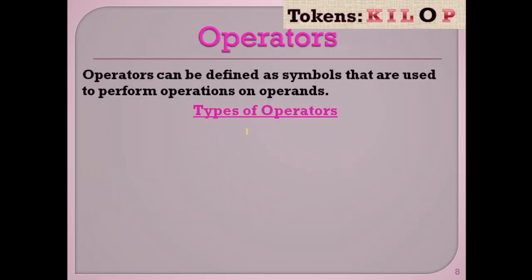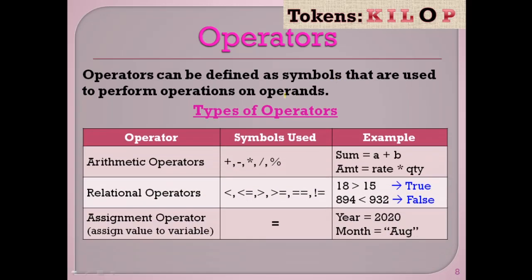The next one is operators. Operators can be defined as symbols that are used to perform operations on operands. This we have discussed already in the last class. Different types of operators are arithmetic operators, relational operators, and assignment operators.